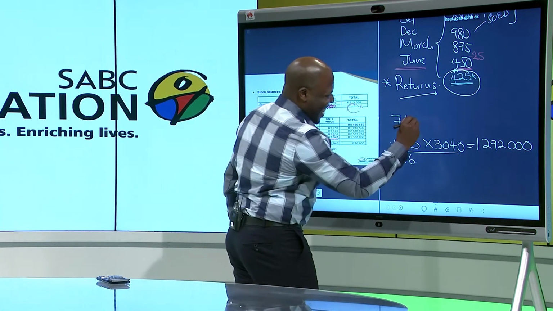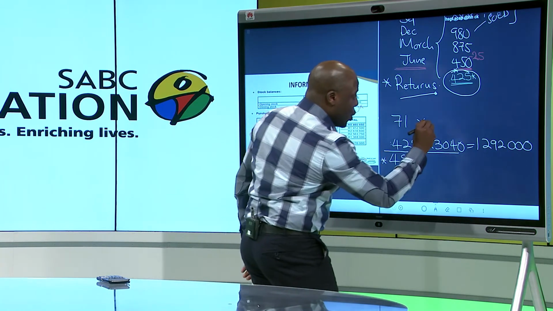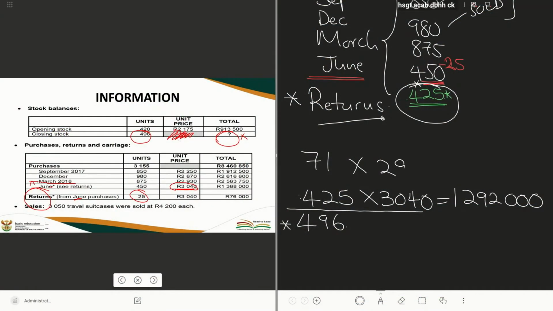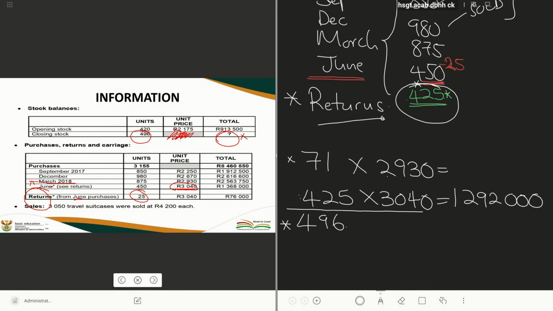So it's now easy, boys and girls. Let's get the unit price in March. The unit price in March is 2,930. I'll repeat. The 71 units are coming from the month of March, and in March the unit price is 2,930. Let's punch this in your calculator. 71 multiplied by 2930. And you get 208,030.